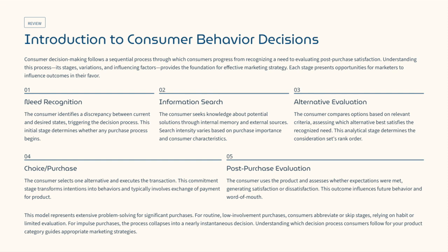The initial trigger for the decision process is need recognition. This happens when consumers identify a gap between their current state and what they desire. Once that need is recognized, the process begins. Finally, after the purchase, consumers enter the post-purchase evaluation stage. They assess whether the product met their expectations, which influences their satisfaction level and future purchasing behavior.